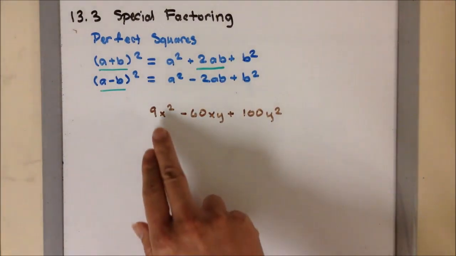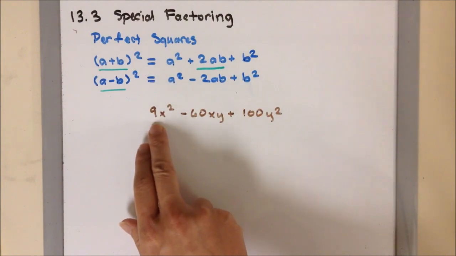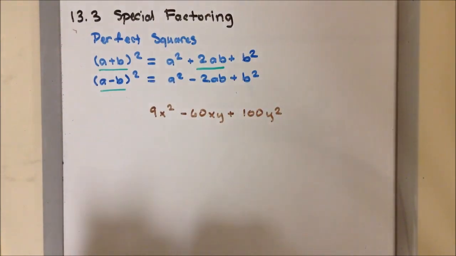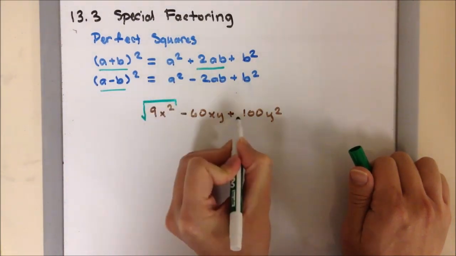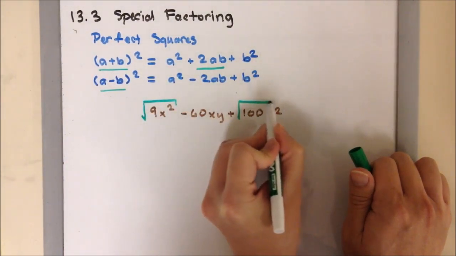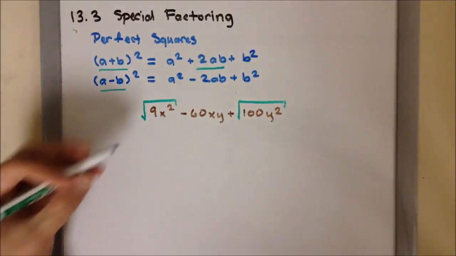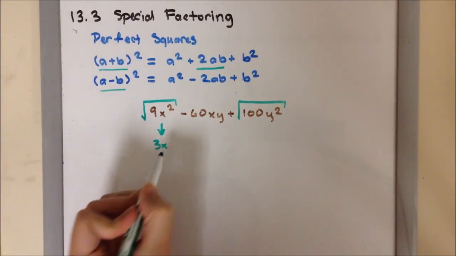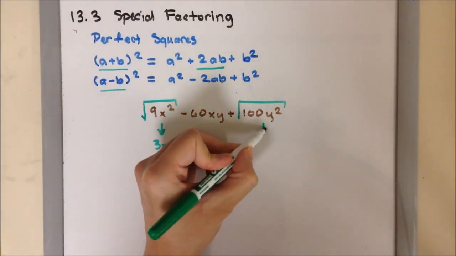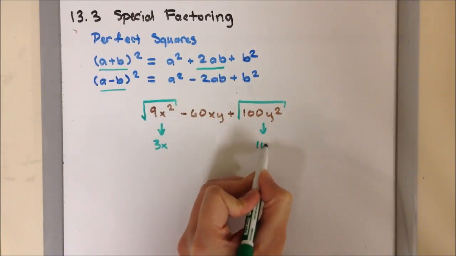So after identifying that this could be similar to the second form, I'm going to do the square root of the first term and the last term. Again, I'm able to do the square root because I identified that the first term and the last term are perfect squares. So the square root of 9x squared is simply 3x. And then the square root of the last term, 100y squared, is just 10y.